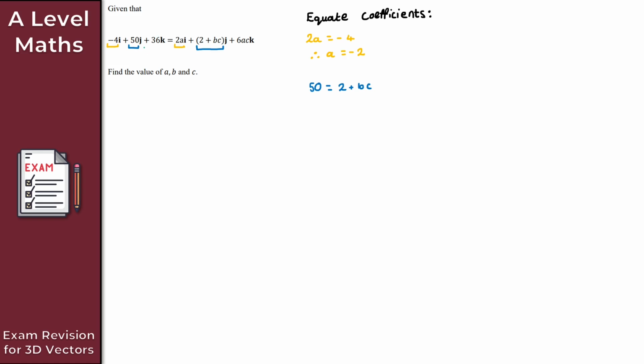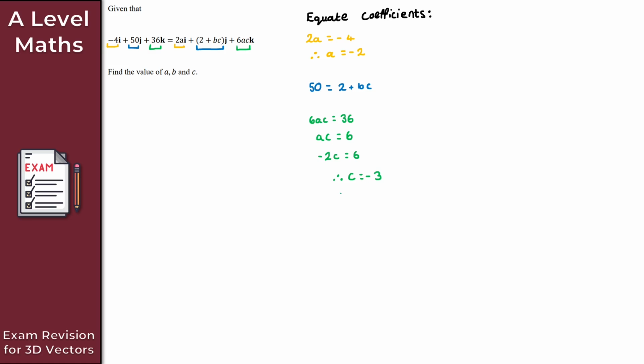Let's do the next one here in green. So to finish with here then, 36 is equal to 6ac. Okay, so 6ac then is equal to 36. Well, we can divide both sides by 6. So ac then is equal to 6, and a is equal to -2. So -2 times c, we get -2c is equal to 6. So in that case then, divide both sides here by -2. As you can see then, c is equal to -3.